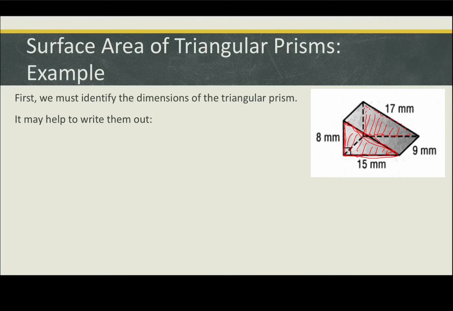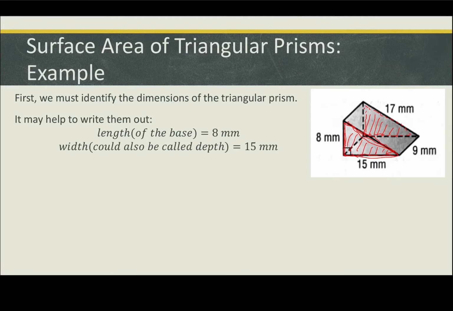So keeping that in mind, we're going to write down the dimensions. The length of the base, don't forget, is 8 millimeters. The width, also could be called the depth, is 15 millimeters. Now the length and the width when it comes to the triangular prism, those you could interchange, but you have to have the triangle as your base. The height, again, has to be perpendicular to the base, and in this case, we have 9 millimeters.